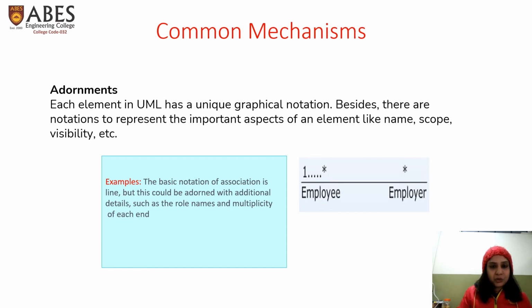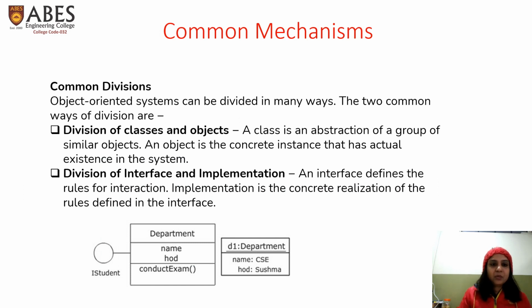Adornments. Each element in the UML has a unique graphical notation. Besides these, there are notations to represent the important aspects of the element like name, scope, visibility, etc. We have already discussed one of the adornments, that is multiplicity. Common division. Object-oriented systems can be divided in many ways. The two common ways of division are division of classes and objects, and division of interface and implementation.